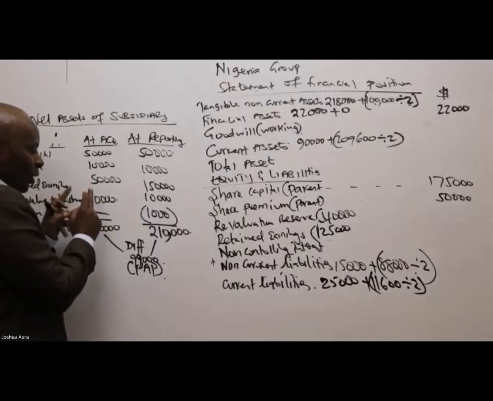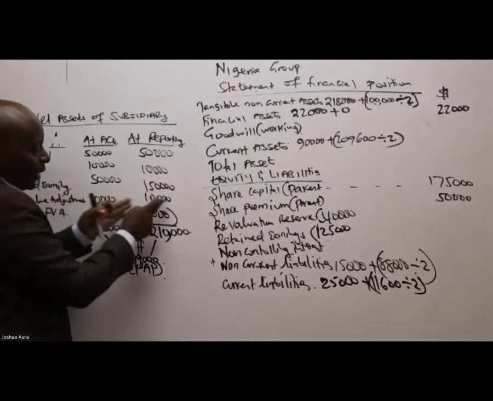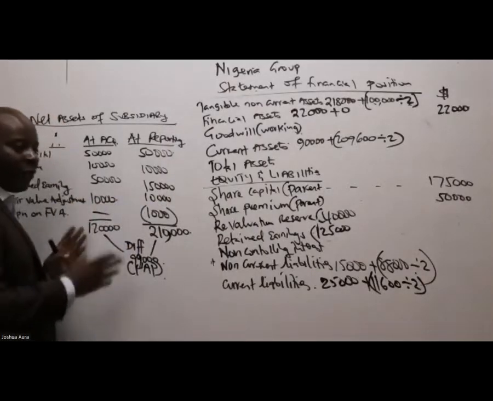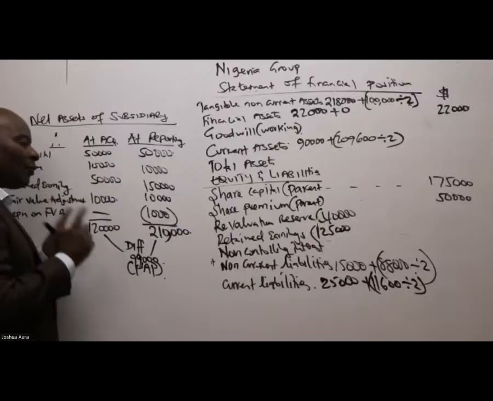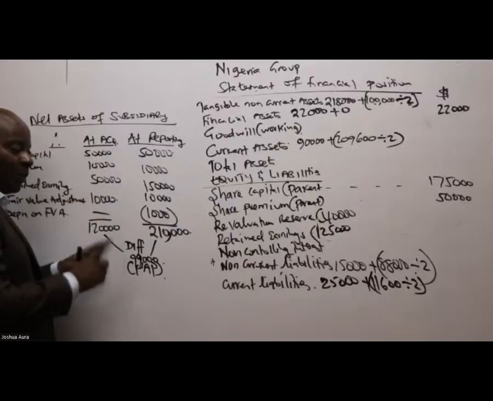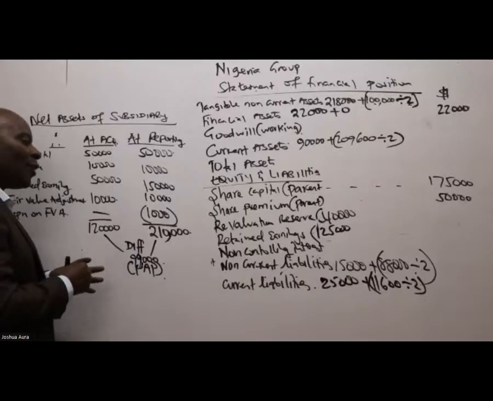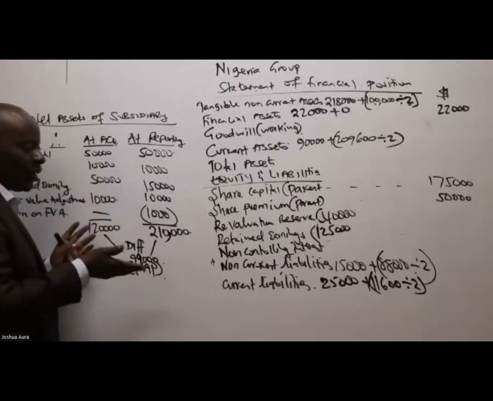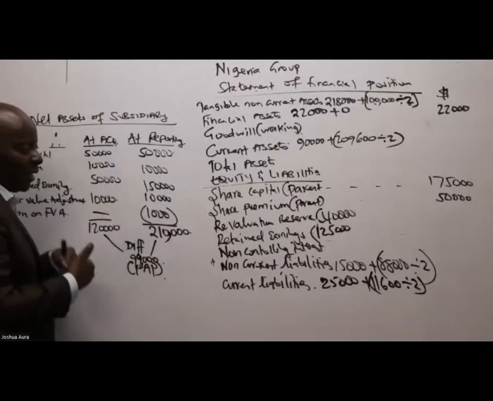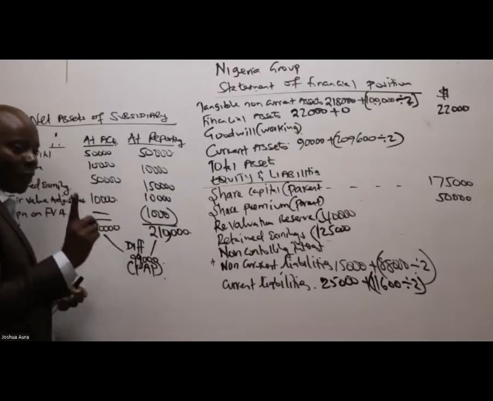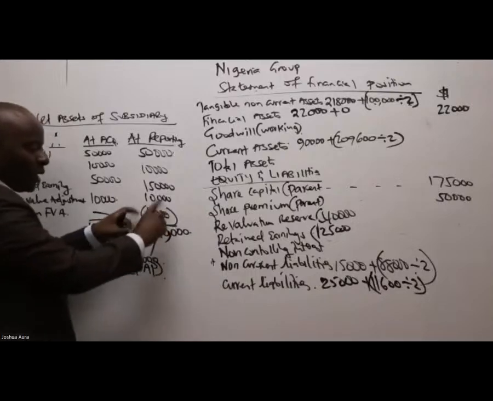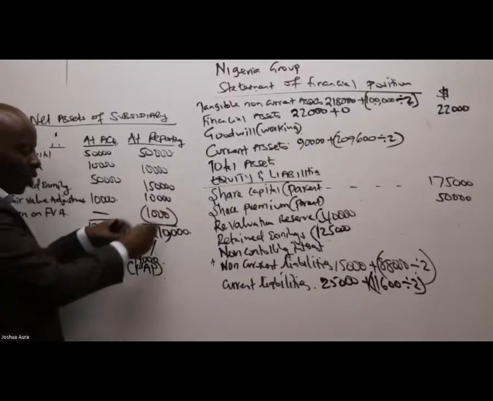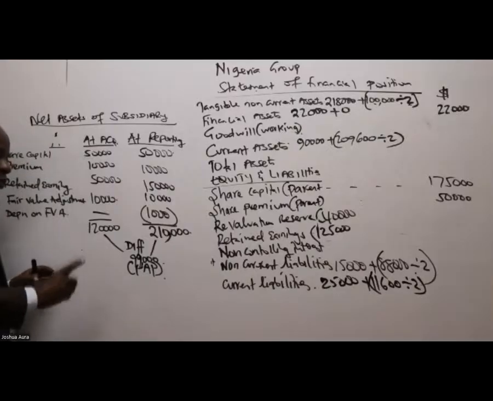So you'll have positive 10,000 at acquisition, and the same figure is replicated where? Here. Then after you do that, this fair value adjustment always has to be depreciated, of which they have told us that the remaining useful life of the asset after the revaluation is 10 years. So it took 10,000 divided by 10, which gave us 1,000. And it's supposed to be lost in value.